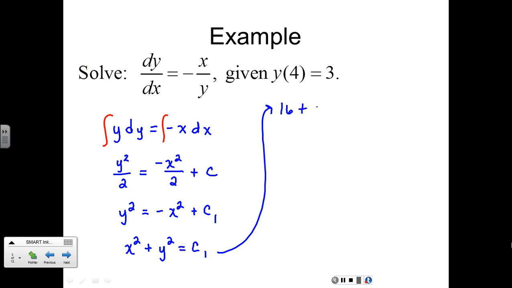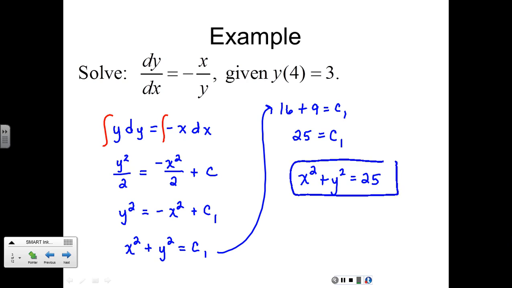Y squared would be 9, and that's equal to C1. So what is C1 equal to here? A solution curve that would go through the point (4, 3) would be the circle x squared plus y squared equals 25, or the circle centered at the origin with radius of 5. If you were to draw that up there, it should go through the point (4, 3).